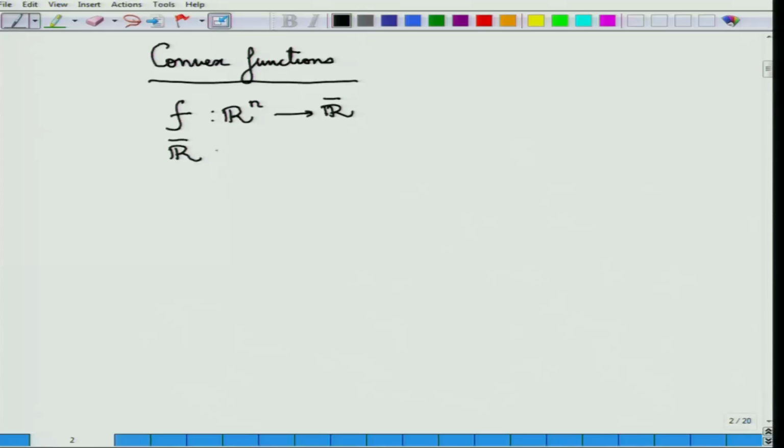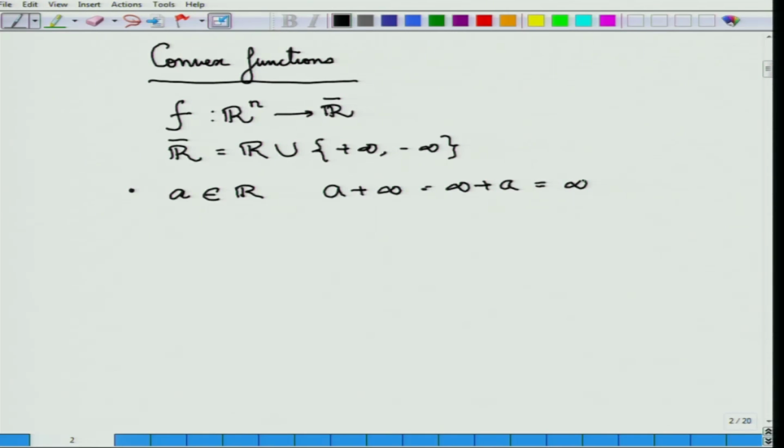So, R bar is nothing but the standard real line R union two elements, plus infinity and minus infinity. Of course, if you take any a as a real number, you have a plus infinity is equal to infinity plus a, which is equal to infinity. This is one rule, which is quite natural. Similarly, for a an element of R, minus infinity plus a is equal to minus infinity. So, these are standard rules which you can make out. If I keep on adding something very big to a number, it will only grow, or if I subtract a huge amount from a number, it will only keep on reducing. So, of course, the questions are with multiplication.